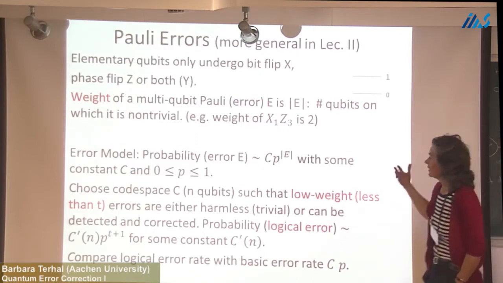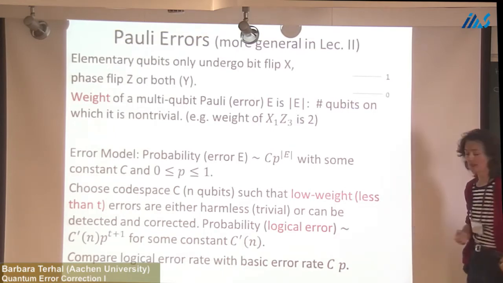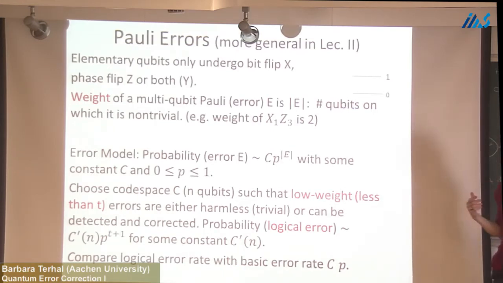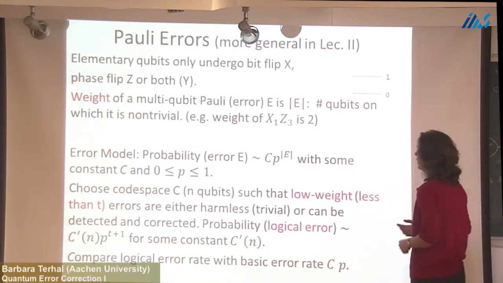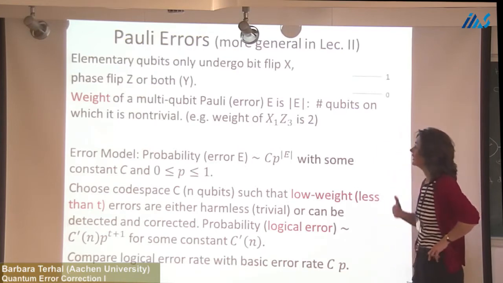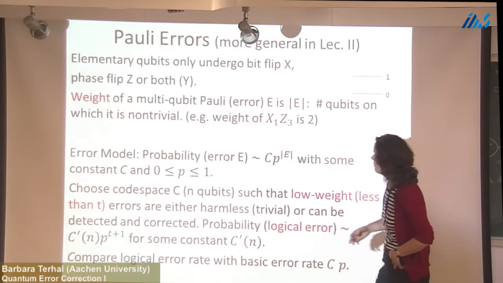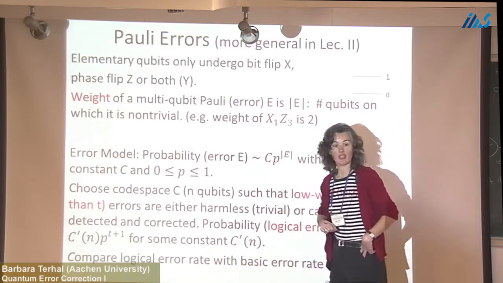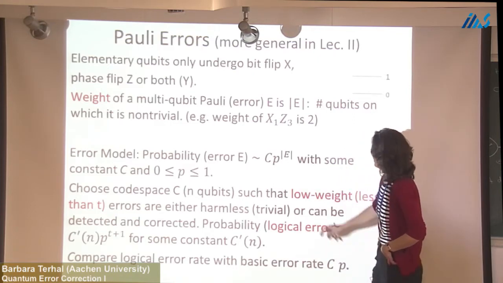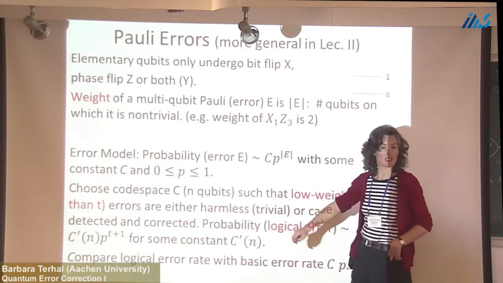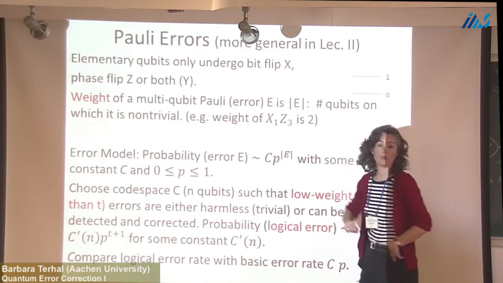So now let's imagine, I just want to give you a heuristic argument for what happens when we choose our code space wisely. As an error model, slightly more general than the one I said before, let's imagine I have an error model with the following property: the probability for an error E scales like a constant times some p, between 0 and 1, to the power of the weight of E.